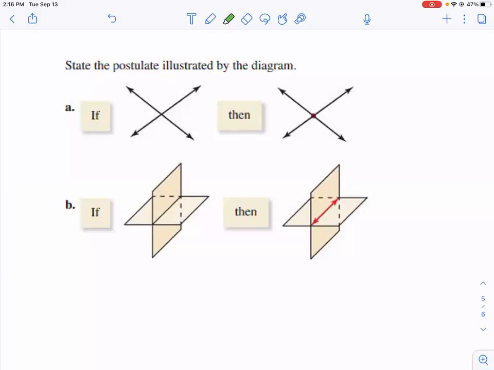Okay, eyes up here. Emily, I have 2 lines that are doing what? Intersecting at A. Okay, what postulate is this describing? Okay, here I have 2 planes. What are they doing? They're intersecting. Okay, Ben, what is this postulate? I would have to say that would be the plane intersection postulate.